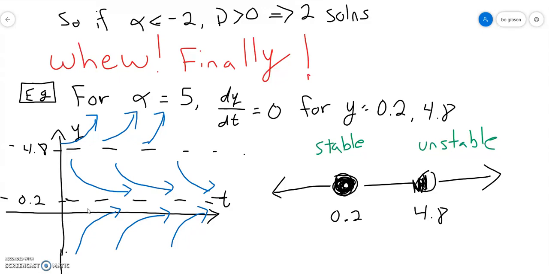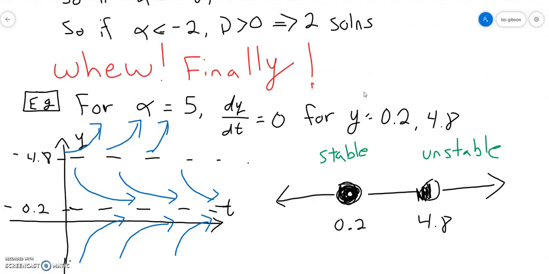I tested 0. Now let's test a value in this region. Notice that I basically broke the plane up into 3 regions. We already know what's going on down here, so let's test something in here. 1's the obvious choice, just because it's easy to plug in again. So I'm going to try to write my differential equation here. It's y squared minus 5y plus 1, because I just arbitrarily chose 5 as my alpha for this case. Obviously, I just chose 5, but any number bigger than 2 would have worked. So let's test 1.